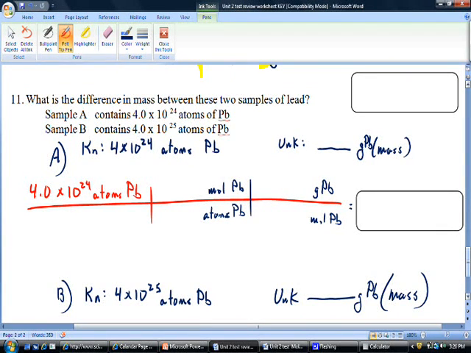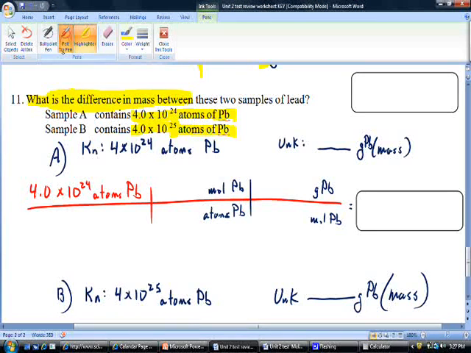It is. So the question here is this. If we have 2 samples of lead, one has 4 times 10 to the 24 atoms of lead, and the other sample has 4 times 10 to the 25 atoms of lead. So we've just got one little number difference up there in our exponent. Well, how much difference will that be in the mass of lead? What's the difference in the mass between these 2 lead samples? So don't forget our question is, what is the difference between these 2?